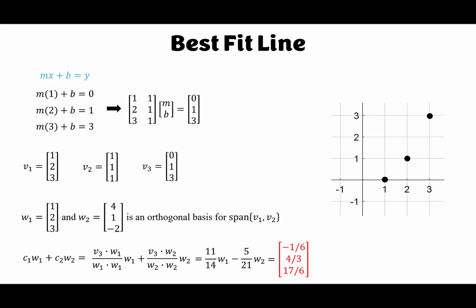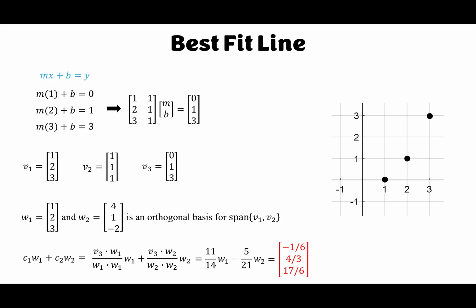So we haven't solved the problem yet. We just figured out where in our column space of A, in other words, a certain linear combination of the columns of A, gets us closest to the vector V3. That gets us closest to 0, 1, 3.